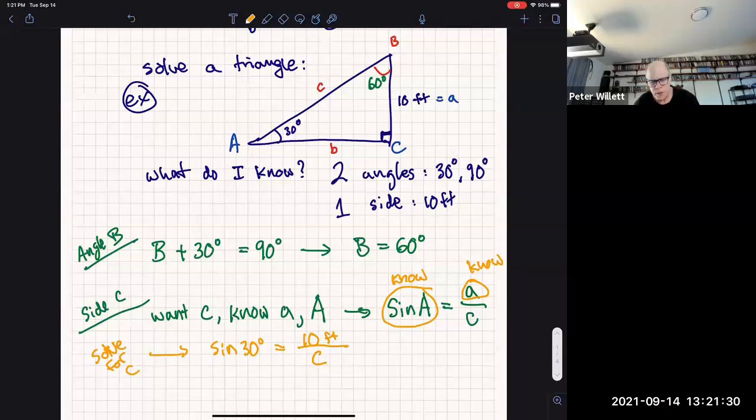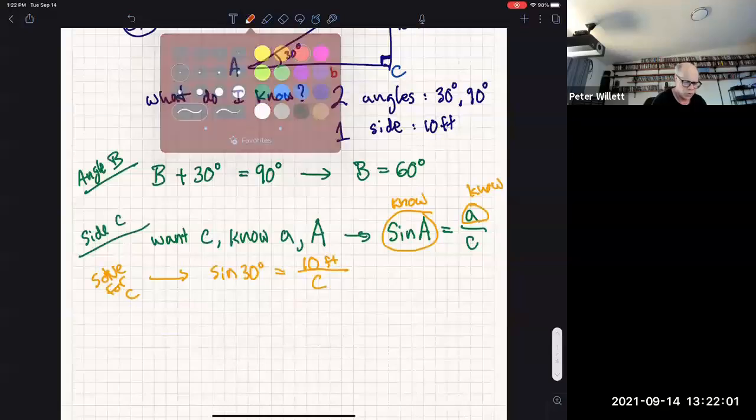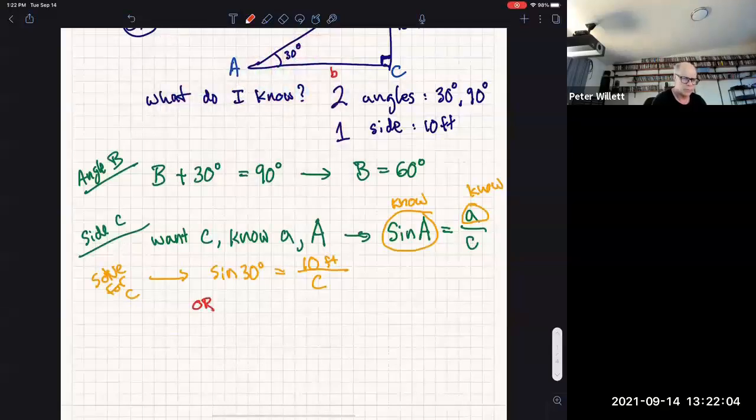So we're using SOHCAHTOA, the idea that the sine in an acute triangle can be found for an angle A by doing the opposite divided by the hypotenuse. Cosine would be adjacent divided by hypotenuse. I actually could also solve for C by using the cosine of the 60-degree angle, because then the 10 would be the adjacent to that and C would be the hypotenuse. I can point that out as well.